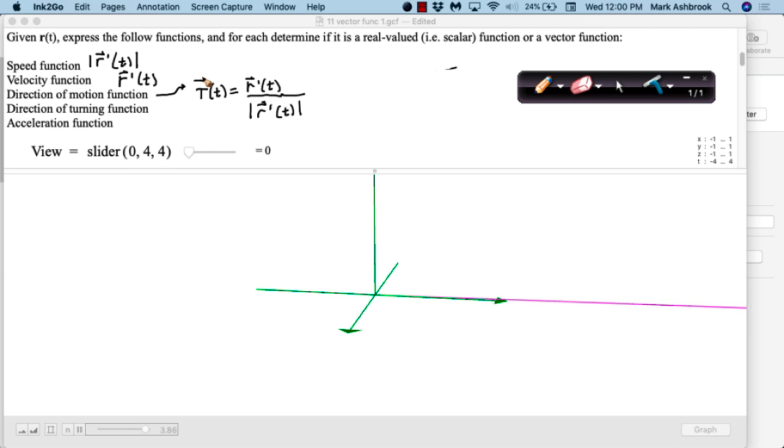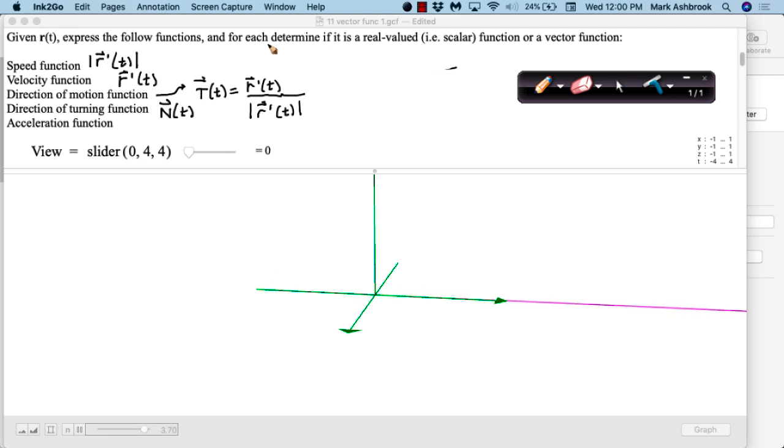Direction of turning. Harrison, did you get that? The unit normal, which is what? It's the unitized derivative of T, right? How is T changing? We said how T is changing is change in direction, because T is only magnitude 1. So if you take the derivative of T and then unitize that, you'll get N. So it's T prime divided by the magnitude of T prime.